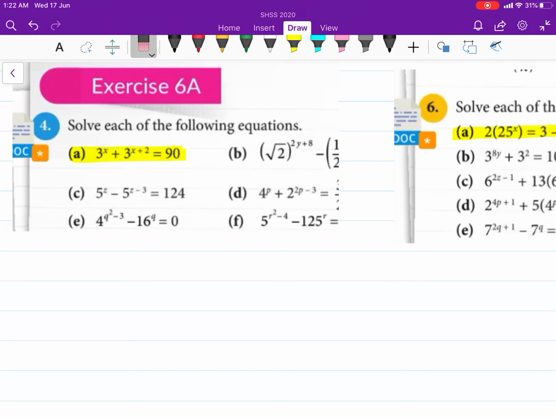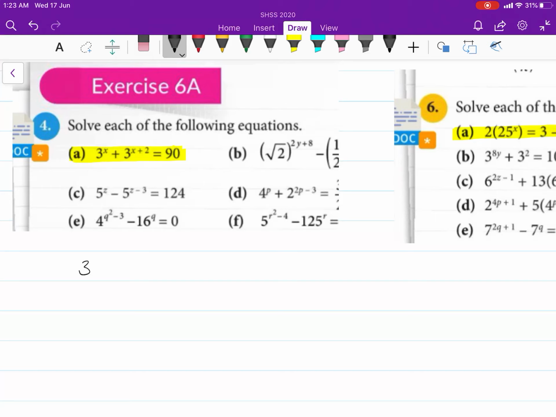Sec 3 Express Amath. Today we'll be going through the practice questions that I gave you in the previous e-lesson. Let's take a look at exercise 6A. You are going to understand what I'm going to teach, do corrections, either email me or post it back on OneNote for me to check.